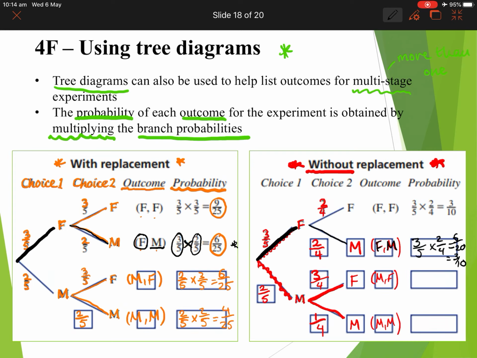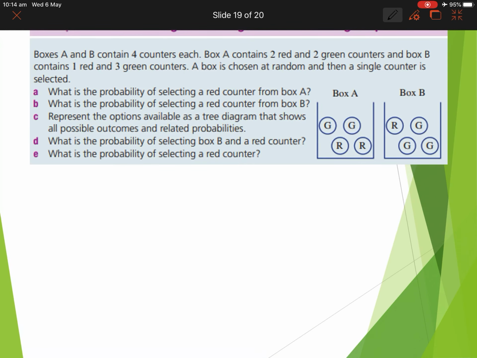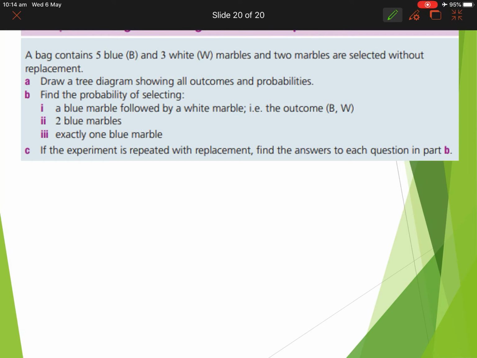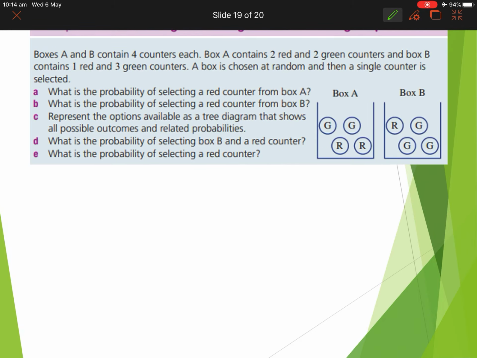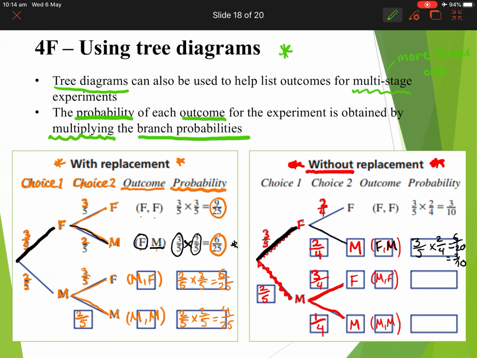I'm going to get stuck into some actual examples to help you with your textbook questions. A bag contains 4 blue and 3 white marbles, and 2 marbles are selected without replacement. 2 marbles. Without replacement, that's a very important one too. So before, without replacement, we're looking at this sort of trickier one.